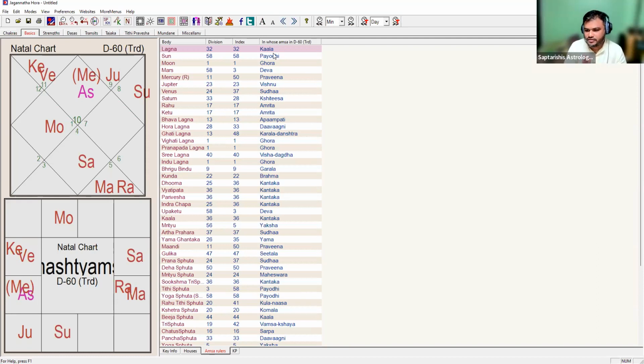There is another system where we can use deities also. D60 deities. Anybody heard about these things? Deities will also give you some information. So like this, there are 2 or 3 different approaches. Today I will show you the simplest approach which you can use for medical astrology, just to identify the problem, and we can even suggest remedies also.